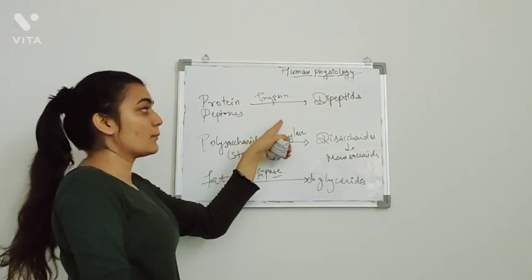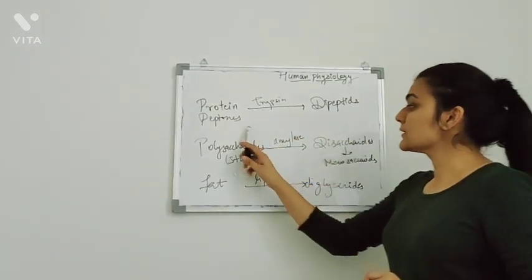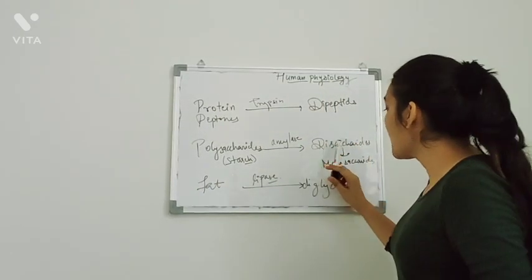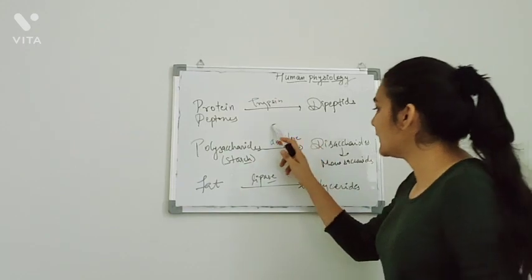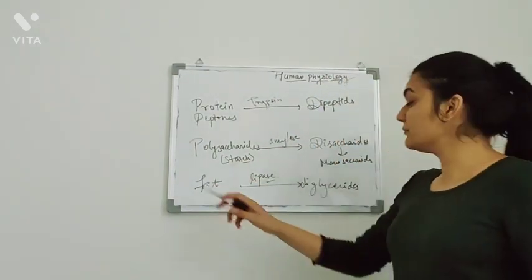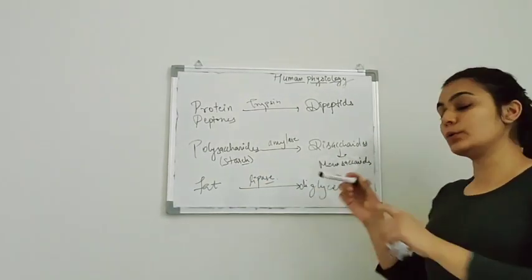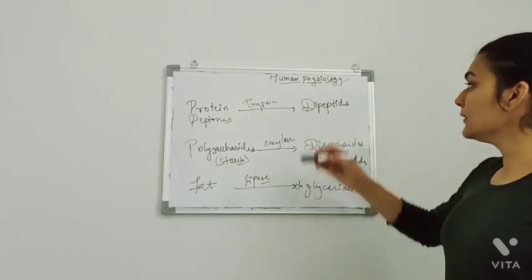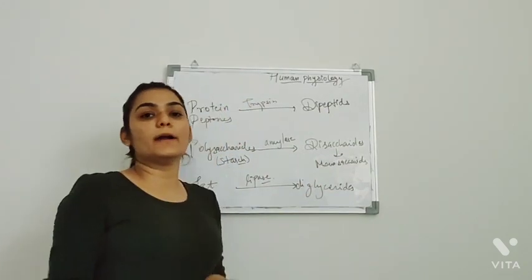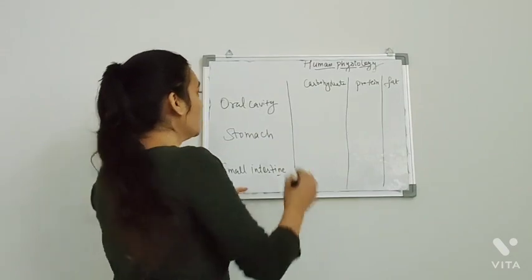All are broken down into their smaller forms. The protein and peptones, with the help of trypsin, chymotrypsin and procarboxypeptidase, break down into dipeptides. The second thing is the polysaccharide, the starch, which breaks down into disaccharides and then further into monosaccharides with the help of amylase. And the third thing is the fat. The fat, with the help of lipase, breaks down into diglycerides and further into monoglycerides. That is the main thing about digestion and absorption in the intestine.